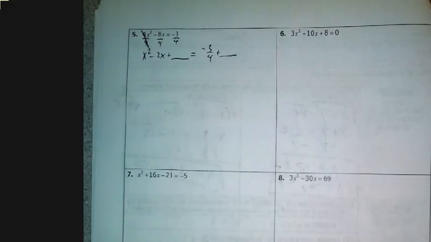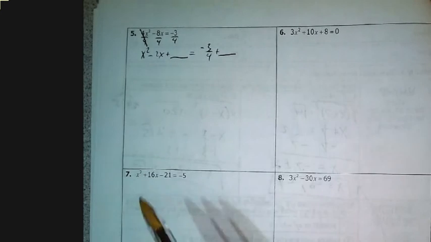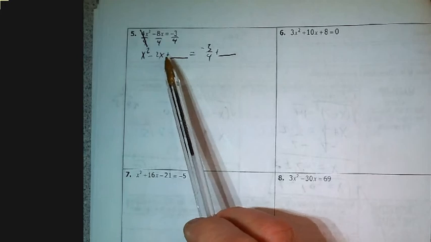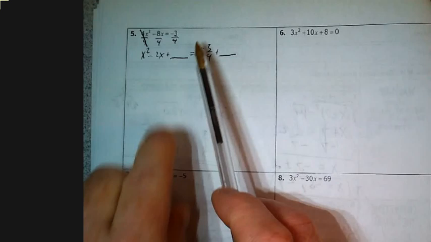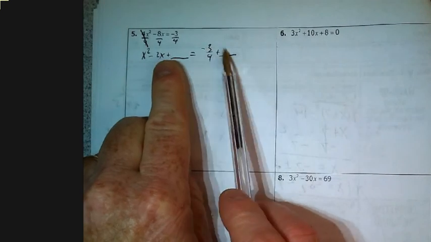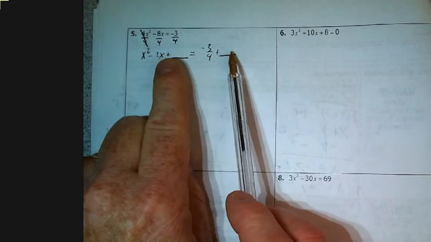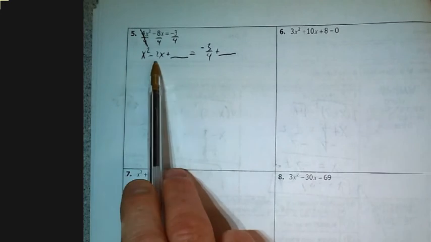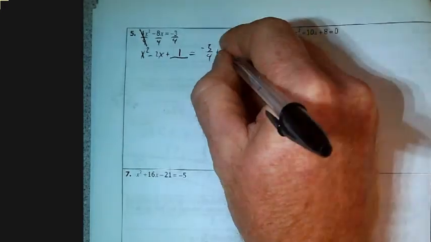Notice I put plus because when I complete the square, I'm always adding, right? So if I'm adding, I'm never going to have a negative right here. So I'm just adding every time. All right? Okay, so half of negative 2 is negative 1, and negative 1 squared is 1. So we're adding 1 to both sides of the equation.